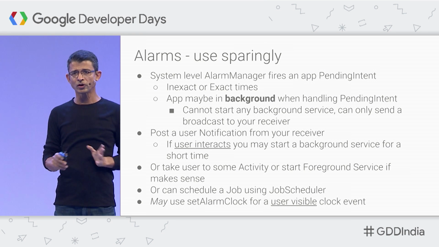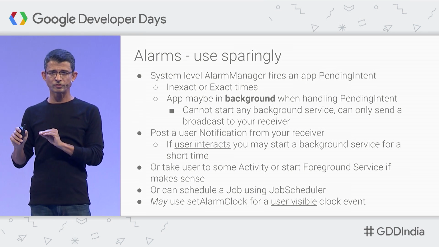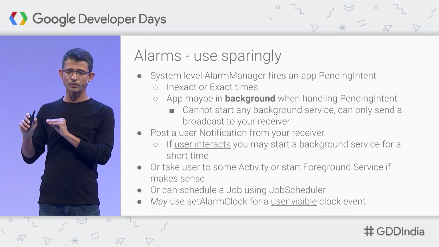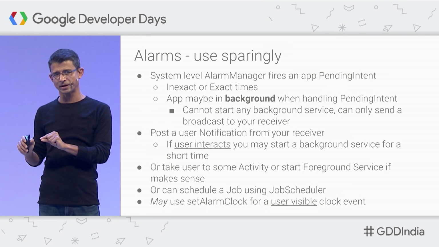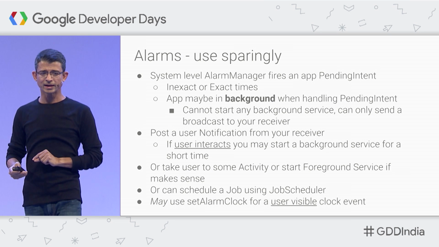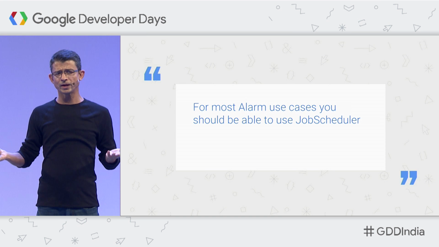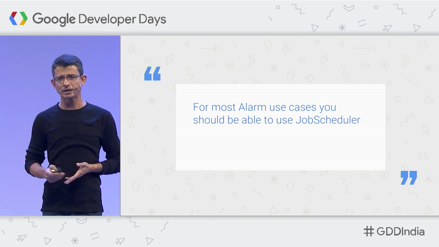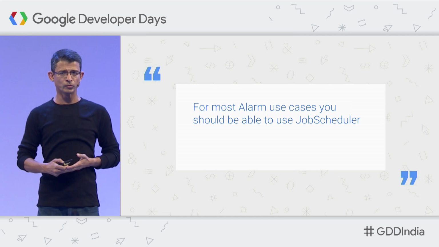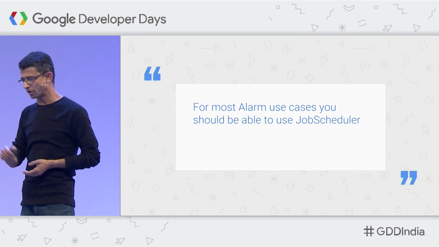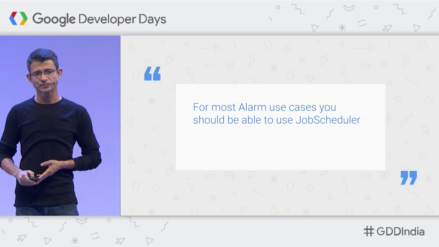But like I said, for all of these cases, you have to be very careful to use Alarm Manager only when you really want to be doing something at a specific time. But for all other cases, I would say use JobScheduler again. This is a very useful construct which the system manages really, really efficiently, and you will be able to do most of the things that you were doing with either service or alarms using JobScheduler.